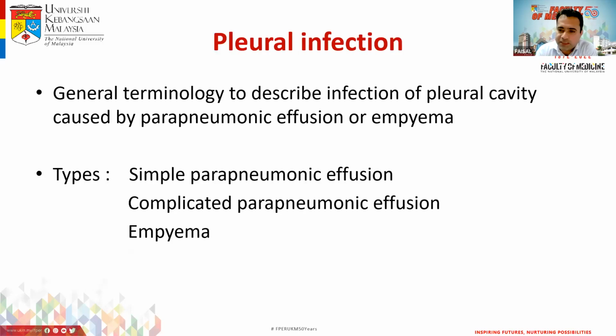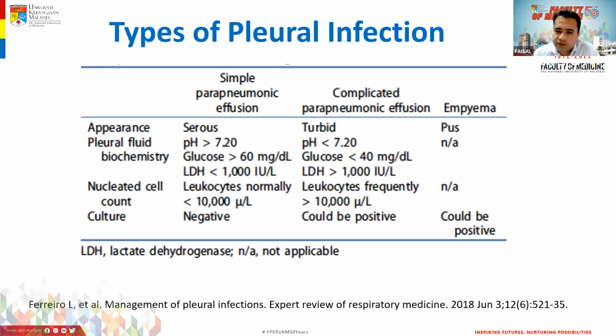First of all, as an introduction, what is pleural infection? Sometimes we are a bit confused. People say simple parapneumonic effusion, complicated parapneumonic effusion and empyema, but at the end of the day the treatment is almost similar. So we just label it as pleural infection to make it easier. This is a terminology to describe infection of the pleural cavity, caused by a parapneumonic effusion or empyema. The BTS guidelines differentiate simple parapneumonic effusion, complicated parapneumonic effusion, and empyema, depending on the pH value, the LDH, as well as the color and the culture. If a patient has a pH of less than 7.2 and LDH more than 1000, it is a complicated parapneumonic effusion. But if it's turbid, then we know that this is actually empyema.